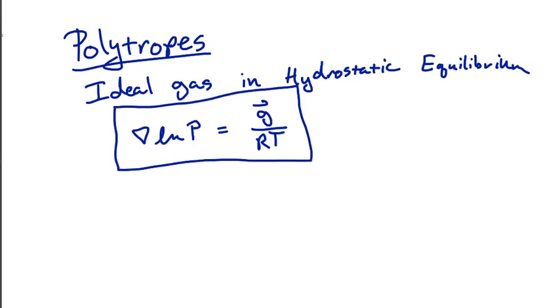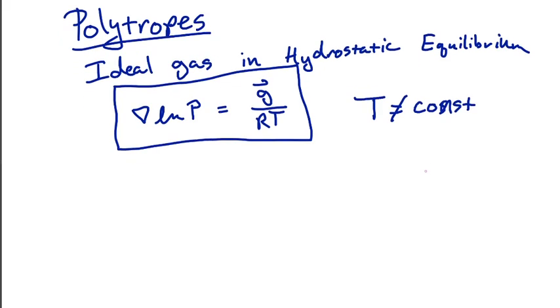Here we consider polytropes. Polytropes are a class of solutions for ideal gases in hydrostatic equilibrium. As a reminder, the hydrostatic equilibrium for an ideal gas is given as grad log P is g, the gravity vector, divided by RT. And here we're going to assume that the temperature is not constant. We're not in an isothermal atmosphere, we're in something more general.